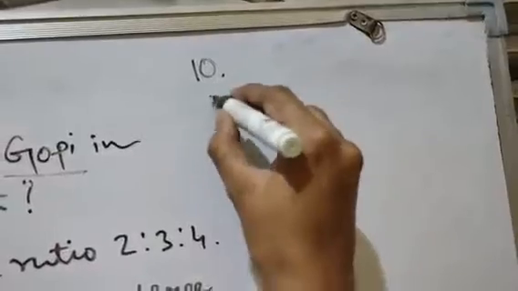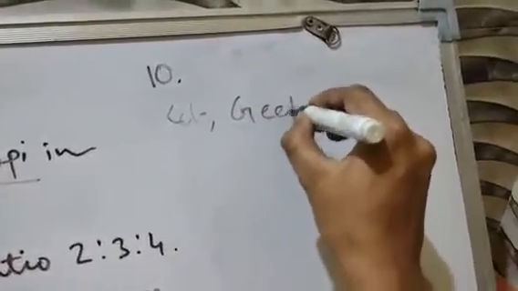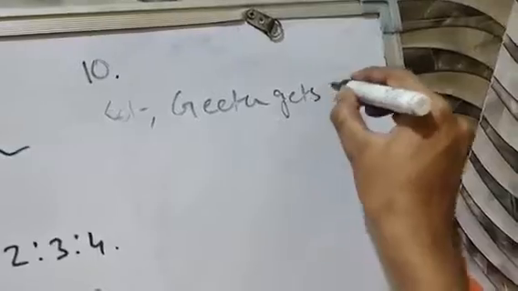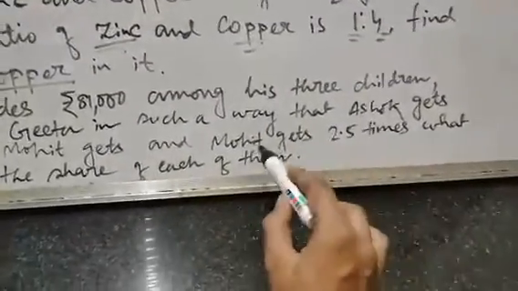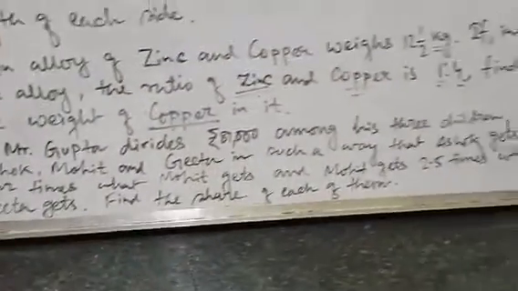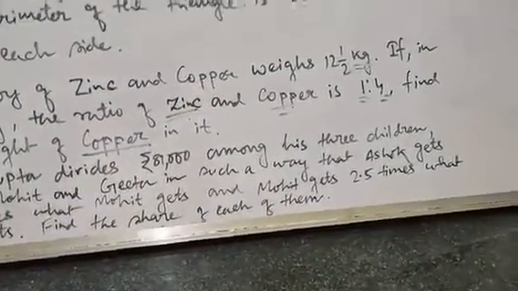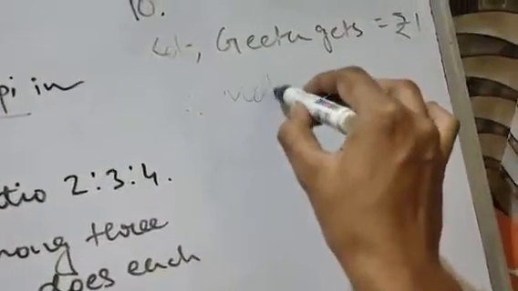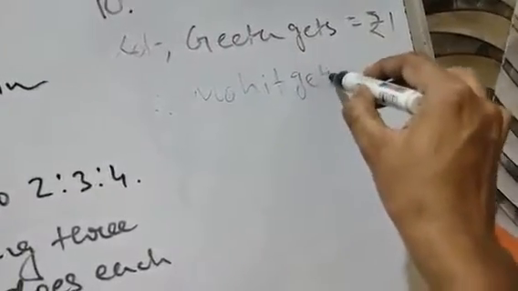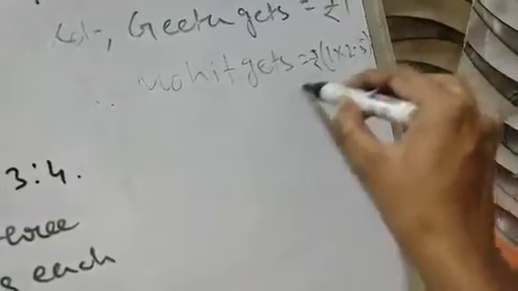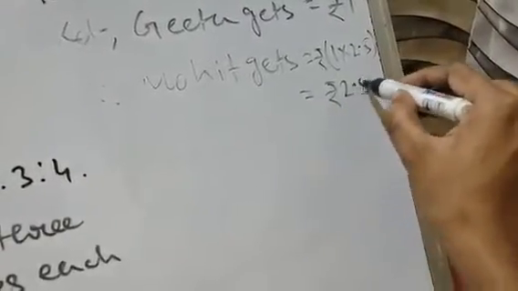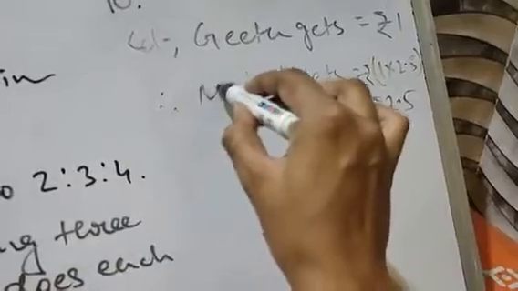Let us assume Geeta gets rupees 1. So if Geeta gets rupees 1, read the last line, Mohit gets 2.5 times what Geeta gets. That means Mohit will receive 2.5 times of 1. So Mohit will get rupees 1 into 2.5. That means rupees 2.5, Mohit will get 2.5 rupees.